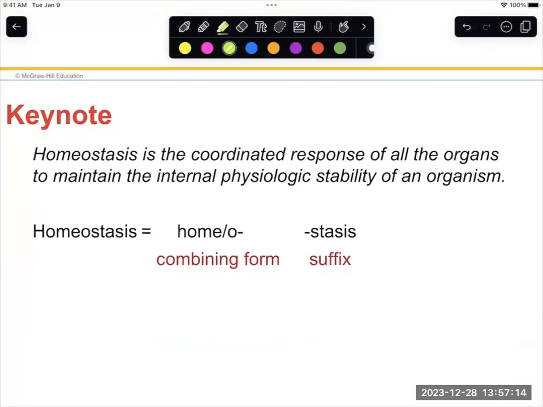Homeostasis. Homeostasis contains the suffix stasis and has our combining form of homeo. One way to define homeostasis is maintaining the stability of the body's internal environment. One way to describe homeostasis is your body's happy place.